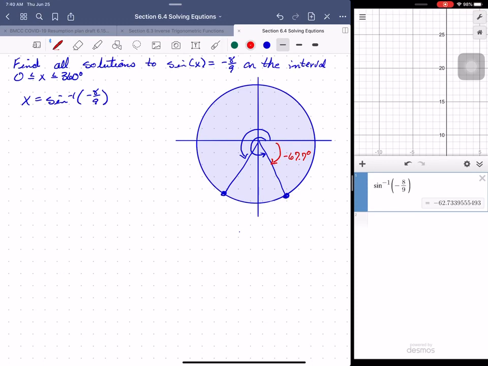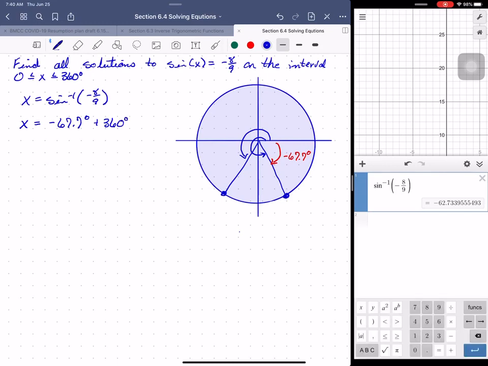So the first thing I have to do is add 2 pi to that to get the positive coterminal angle. So my first solution I'm going to find is: -67.7 degrees is what my inverse sine gives me, but that's not in the right region, so I'm going to add 360 degrees. And I get 297.3. That is the larger of those two angles.